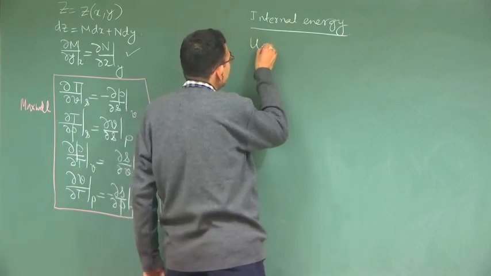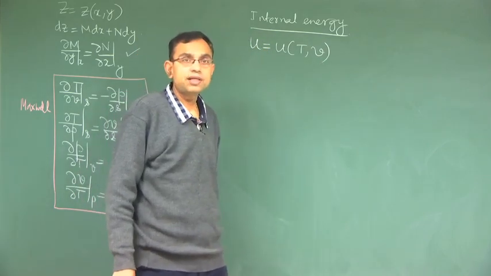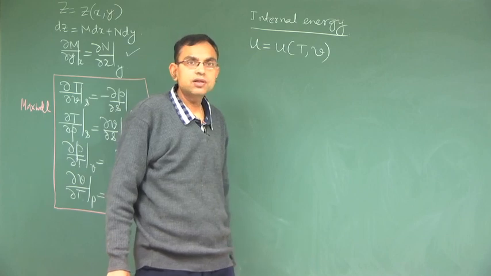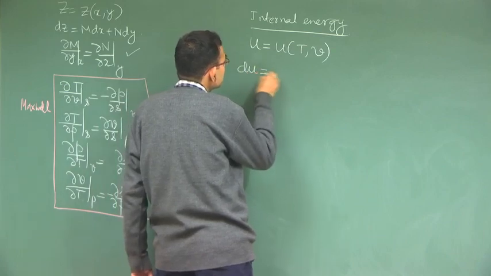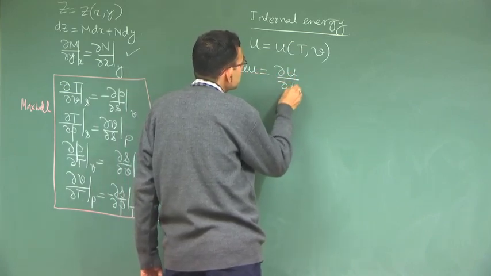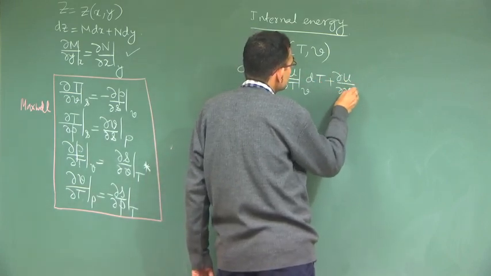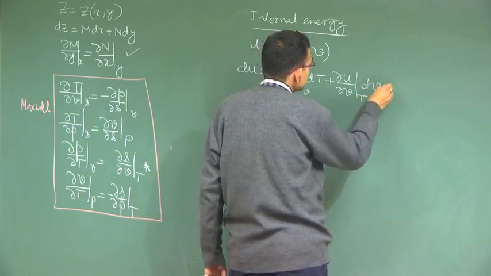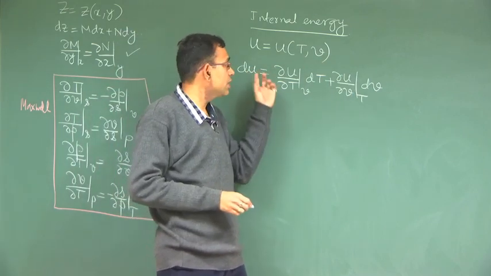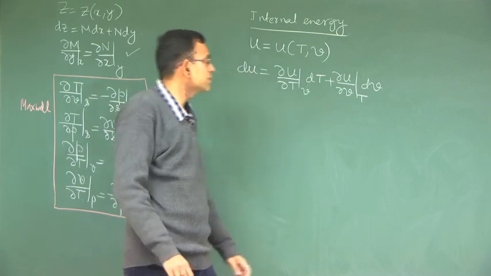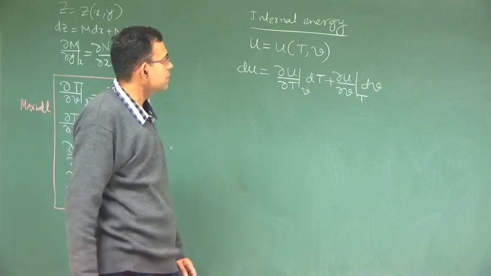So, you can write the internal energy as a function of two independent intensive thermodynamic properties, U as a function of T and V. So, dU is this one. This is the rule of the total derivative: it is the sum of the partial derivatives. So, this is one expression, U as a function of T and V.